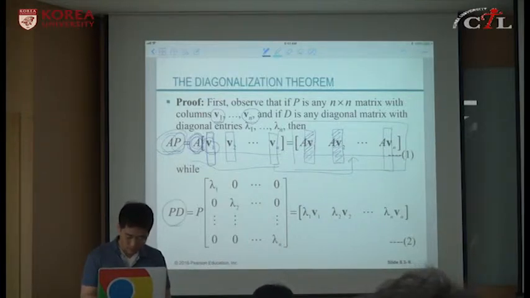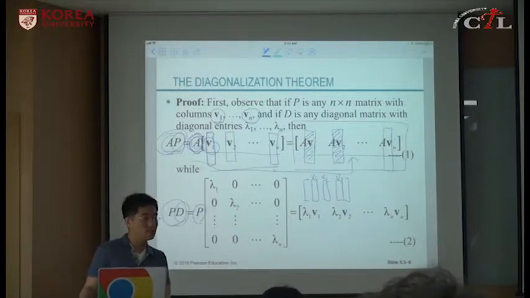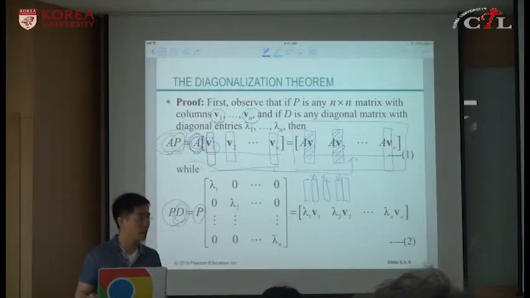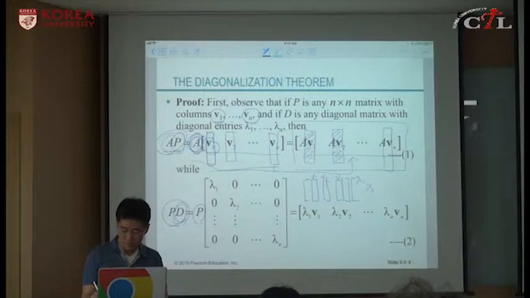So in this case, P will have these columns. Let's just think of the simple case of having the three columns V1, V2, and V3. And then this matrix D, by the definition of diagonalization, should of course be a diagonal matrix. In that case, the matrix will be 3 by 3. And let's call the diagonal entries of this diagonal matrix lambda 1, lambda 2, and lambda 3.